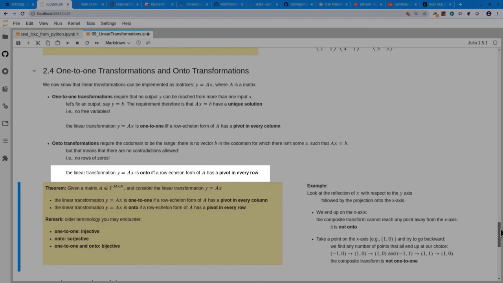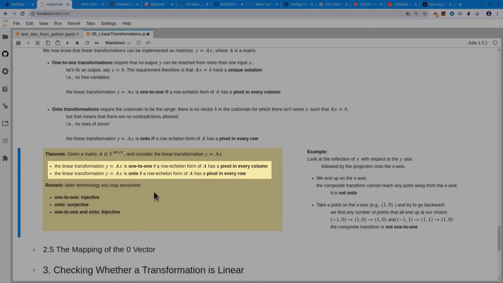And therefore, let's write that down as a theorem. Namely, I'm starting with a matrix A of size m by n, and I'm looking at the linear transformation y equals Ax. Starting with a matrix, so I know it's linear. Then that linear transformation is one-to-one if I find a pivot in every column of A. That linear transformation is onto if I find a pivot in every row of the row echelon form of A. Now, don't memorize this theorem.